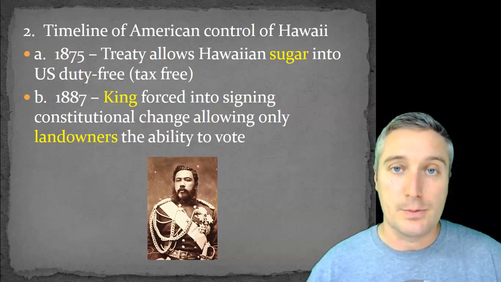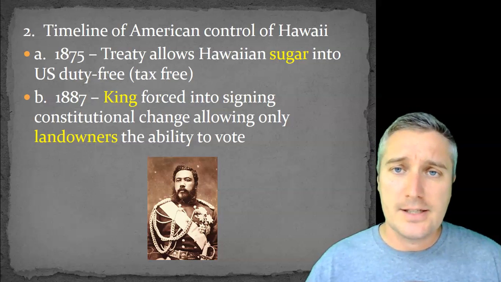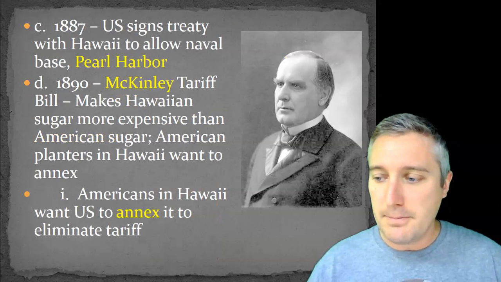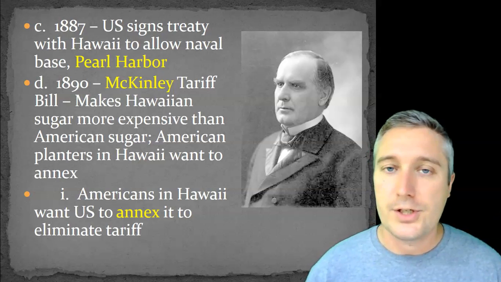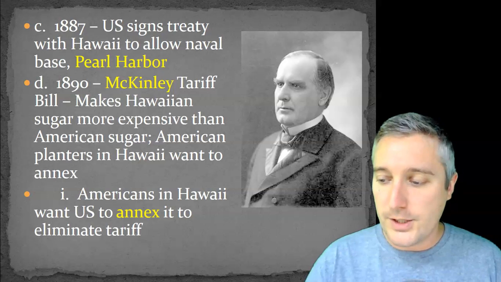Well, mainly Americans by this point. So what this means is that the Hawaiian Constitution now states that really only Americans can vote. Well, that's a problem for the native peoples. In 1887, we signed a treaty with Hawaii, which allows us to establish a naval base, fulfilling Mahan's desire in that book we discussed earlier.